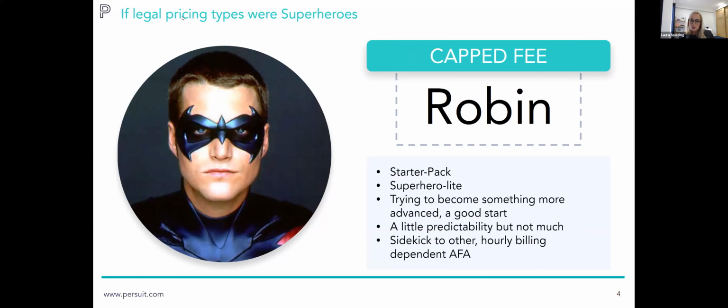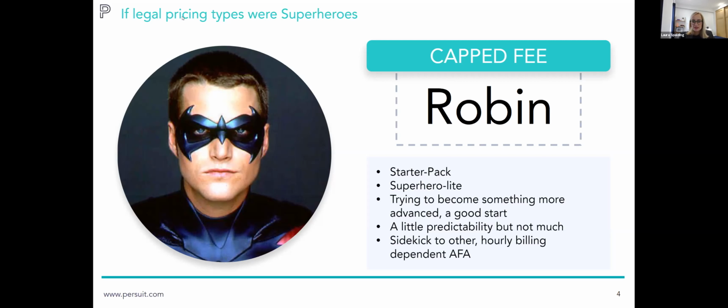First, we've got the capped fee. The capped fee is still driven by hourly rates. It's kind of like the starter approach, for someone who's a little bit nervous about trying an AFA. Ultimately, it's still driven by time-based billing, so your firms are going to be incentivized to hit the cap.